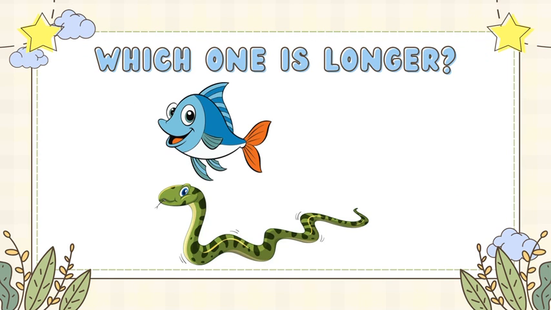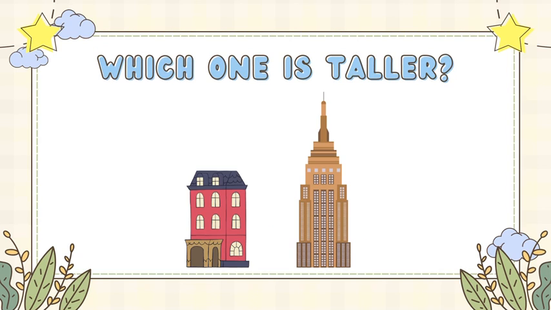Now let's do a little comparison. Which one is longer? Here we have a fish and a snake, but which one do you think would be longer? Think about their size. I would say that the fish is smaller and the snake is longer. Just by the size comparison, you can see that the snake is almost twice as long as the fish.